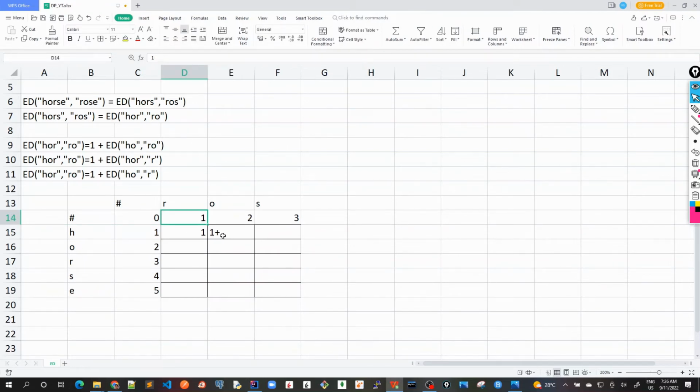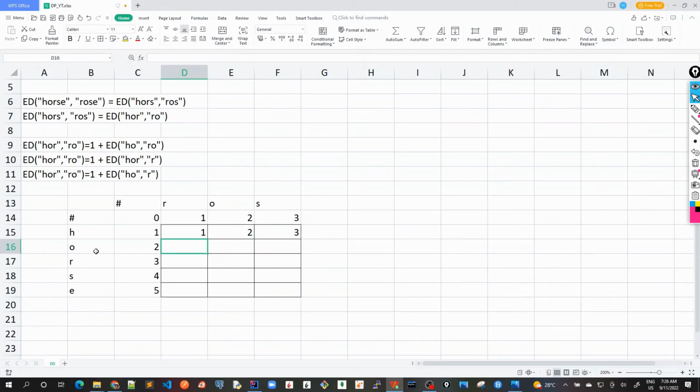So the idea is that we have to find the minimum, 1 plus minimum of the cell left to it, to the left diagonal and to the up. We found that minimum is 1, so 1 plus 1 is equal to 2. Okay, similar formula. We found that minimum between these 3 cells is 2. So it would be 1 plus 2 is 3.